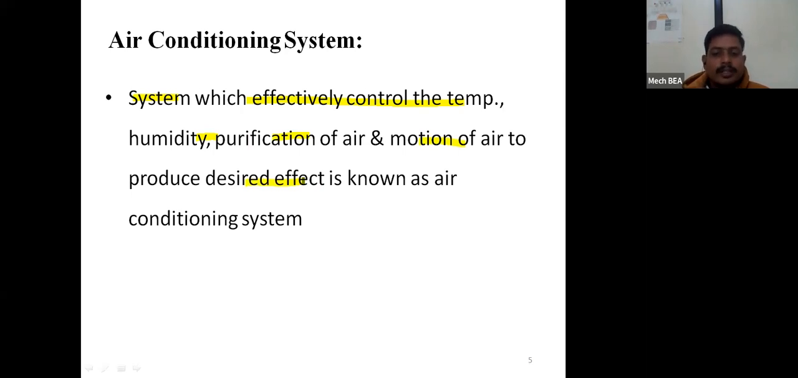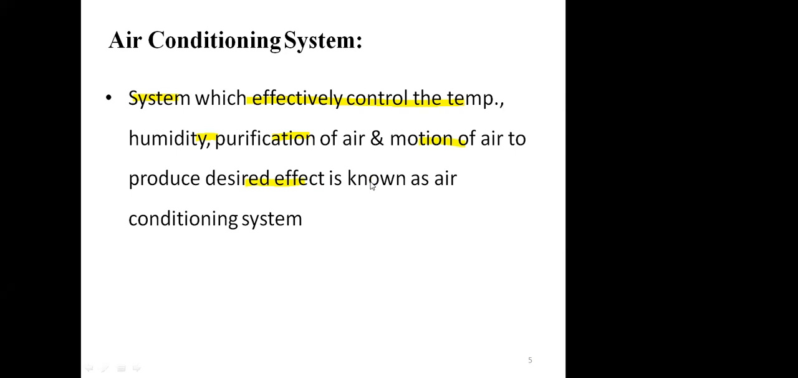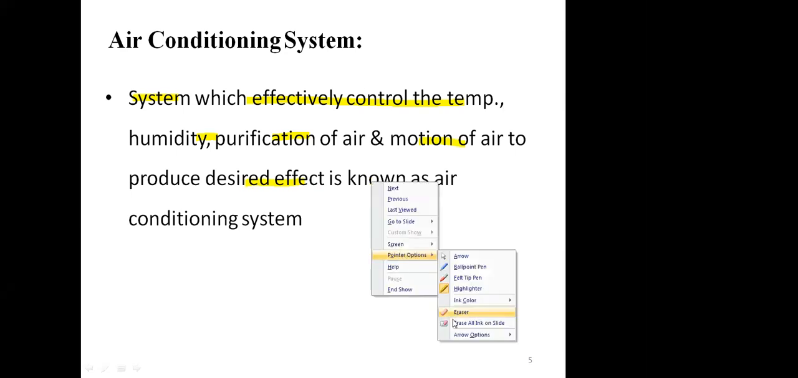To produce desirable internal atmospheric condition irrespective of external condition, that will be called the air conditioning system. Okay, so that is the definition of air conditioning system.